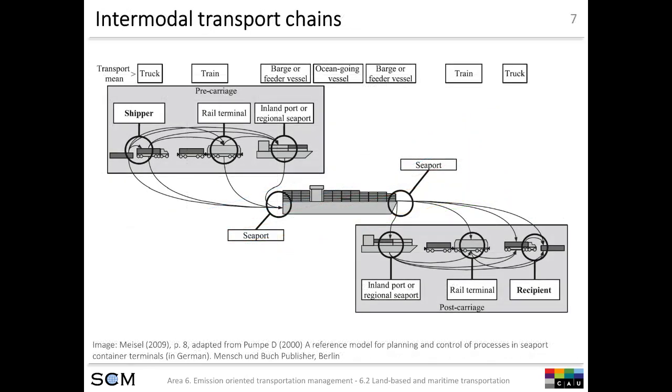Slide 7 shows us that maritime transportation is also embedded into intermodal transport chains. This is because the cargo has to be brought from the shipper to a seaport and from a seaport to the final recipient, and for this we typically use trucks or trains or smaller ships like inland barges or feeder ships. For this reason, intermodal transport chains in the maritime industry can be quite complex.